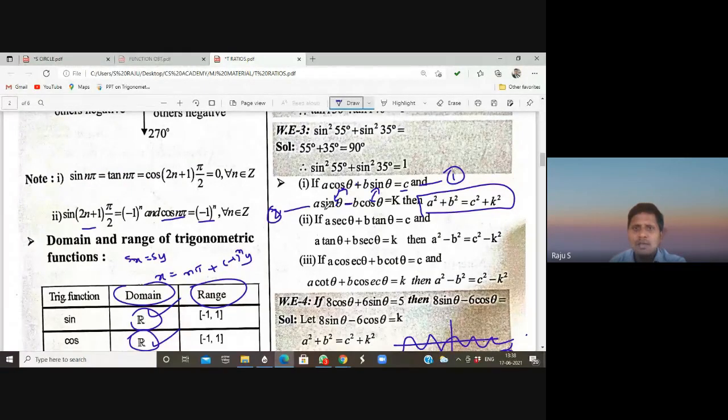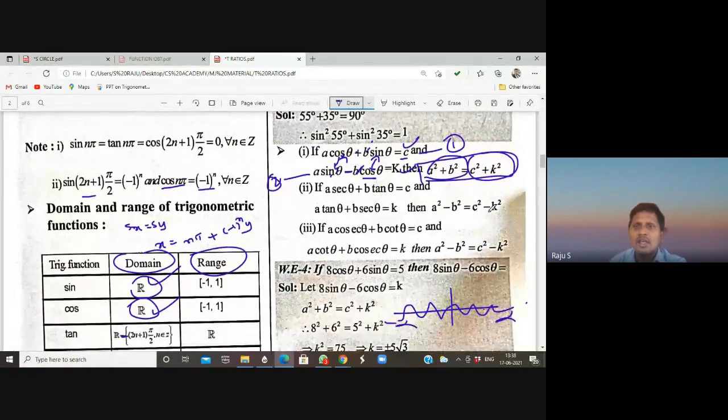Here the plus 2ab and minus 2ab get cancelled. When you take a square common, cos square plus sin square. When you take b square common, sin square plus cos square. So a square plus b square is equal to the right side, c square plus k square. Like that, here a square, equation 1, and this is equation 2.